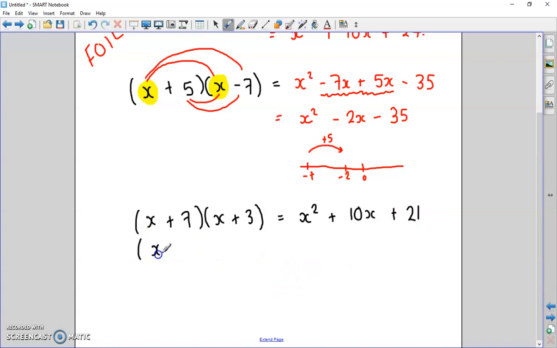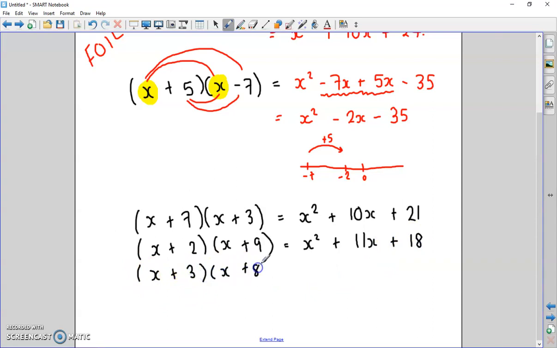I do another one, x plus 2, x plus 9. Okay, now you may spot what I'm doing here. That's going to be 11x there and 18 there, and we'll do one more then. We'll have plus 3, we'll have plus 8, and I know the answer to that is going to be x squared. Again, we'll have 11x in the middle, but on the end this time will be 24.